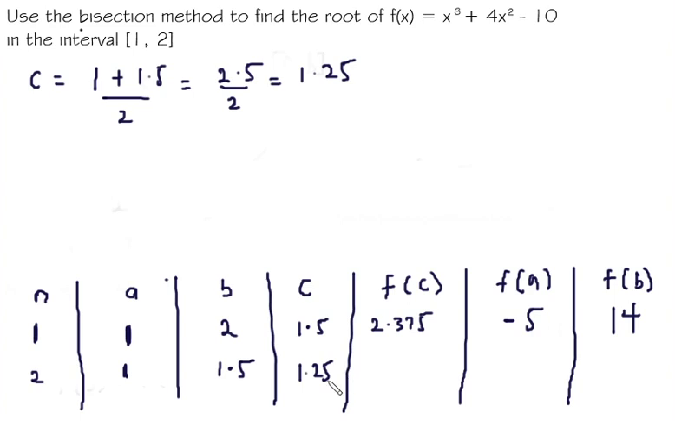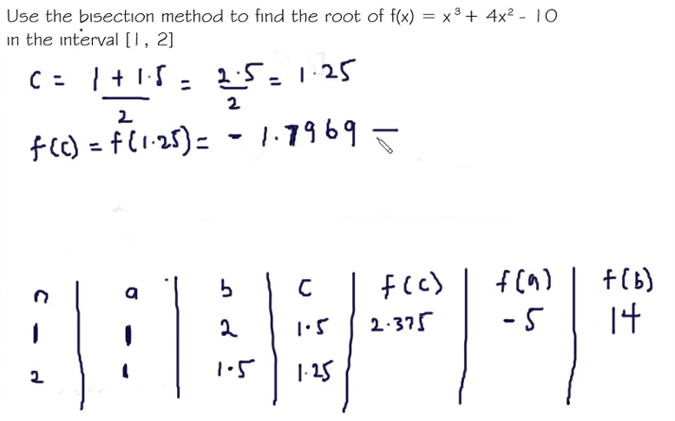Okay, so if we do f of c, which is equal to f of 1.25, this is equal to minus 1.7969 to 4 decimal places. Okay, so we know that f of c in this case is not equal to 0. So we are now free to go to our next step.